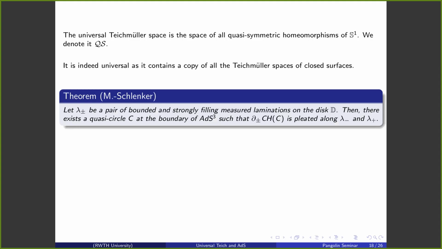Okay, and the main result that I want to discuss today is this one. Of course it should be an echo to the theorem of Bonsante and Schlenker that we saw earlier. This time I consider a pair of measured geodesic laminations, this time on the disk and not on closed surfaces, and I want to find a quasi-circle which allows us to reconstruct the pair of laminations, in the sense that the boundary of its convex hull is pleated exactly along the given laminations that we started with. And there's a hypothesis: bounded and strongly filling.